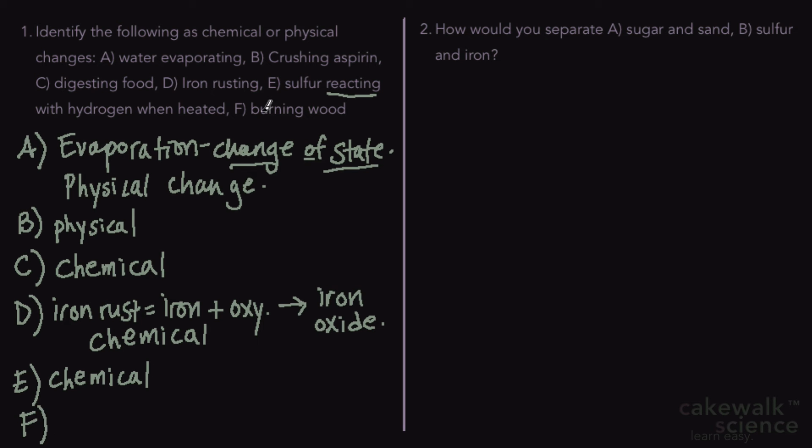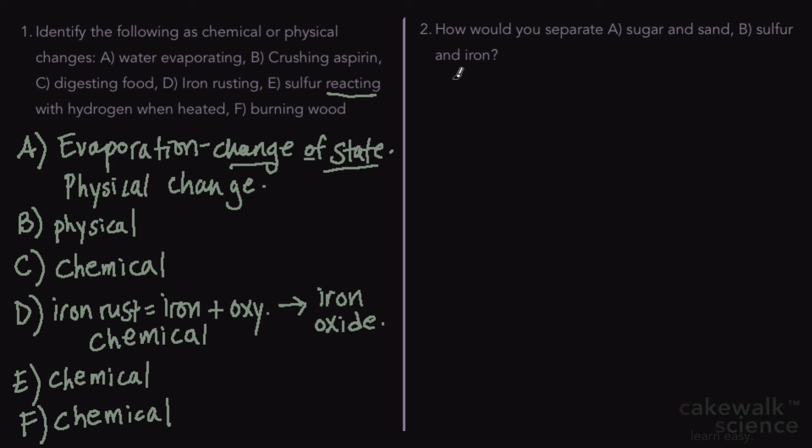And burning wood for F. What is burning wood? It's basically wood reacting with oxygen, it being flammable. So wood is flammable over here when it's burning, and that is an example of something undergoing a chemical change.